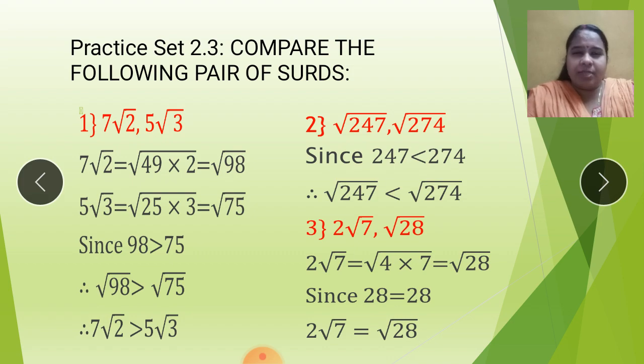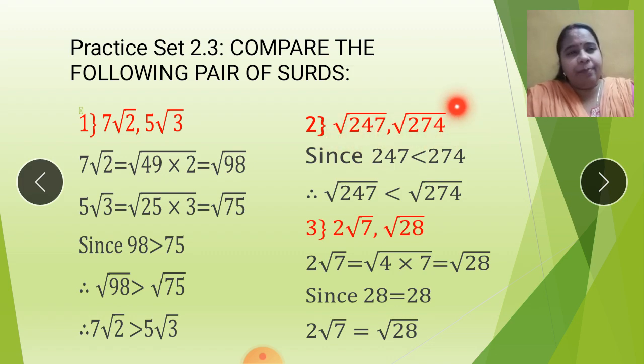I hope now the concept is clear to you. What are the basic steps? First, convert the mixed surd into a pure surd. Once it is done, you can compare the numbers inside the radical sign and put the equality or inequality sign, whichever, and then accordingly conclude the final answer. Okay. Now look at the second question. It is much easier than the first one because there is no integer part here.